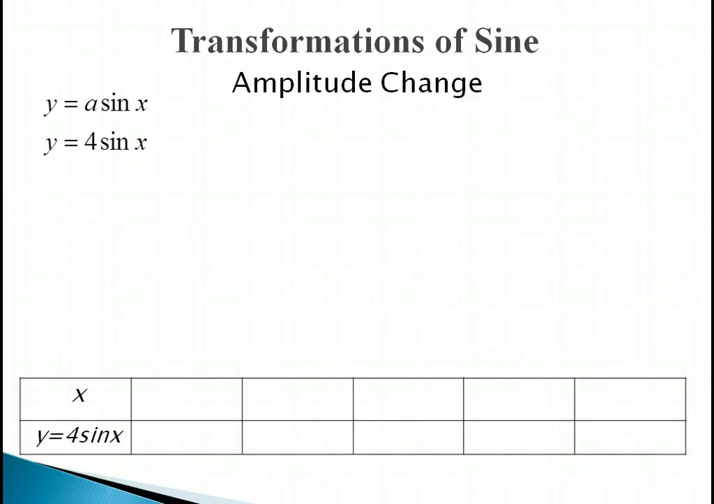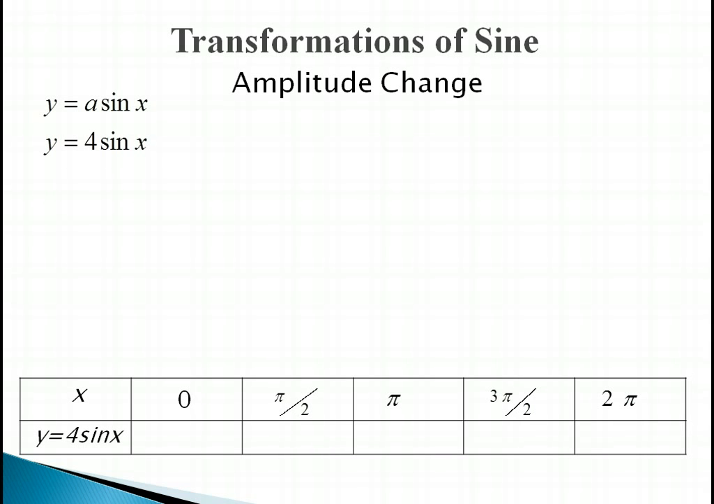Okay, let's get into some of the transformations. What we want to do first is have an amplitude change. So we have the function y equals 4 times sine x. So we're taking our sine value, which is a ratio, and multiplying it by 4, which is causing a change vertically to our graph. It's actually causing our graph to stretch vertically. But let's go ahead and plug in our critical points and see what our outputs are.